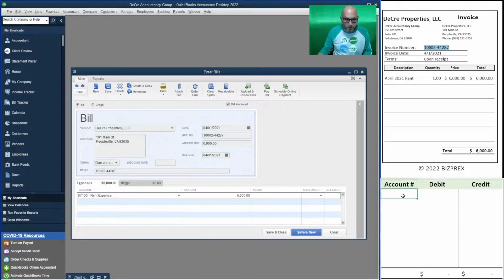Well, we're not paying it yet, we're just entering. So it's going to impact accounts payable. Accounts payable will go up. Accounts payable is a liability. Liabilities go up when credited. What else is happening? Our expense on rent goes up. Expenses go up when debited. Thus, this is a debit to account 67,100, and this amount right here is a credit to account 20,000. Oh, accounts payable. Right here. Saving.